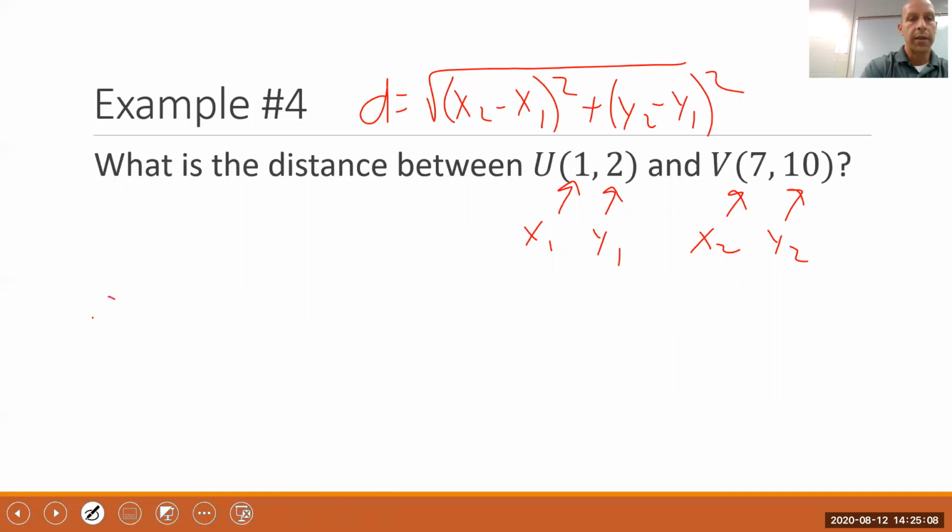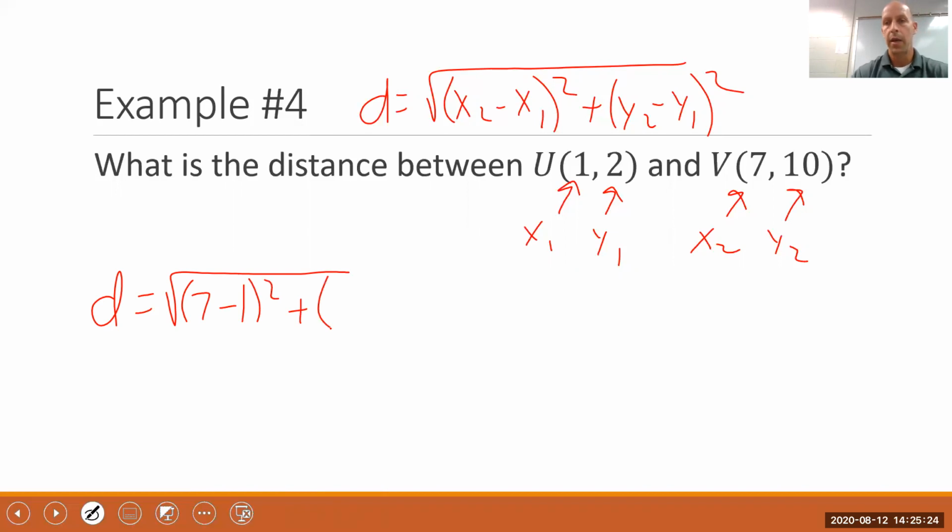So to find our distance, we are simply going to do the square root of this. It says I have to put in x2 first, so that's 7. So I'm going to do 7 minus x1, and x1 is 1, squared, plus y2, so that's 10 minus y1, which is 2, squared. So all I've done now is substitute all those values into the corresponding part of the formula.